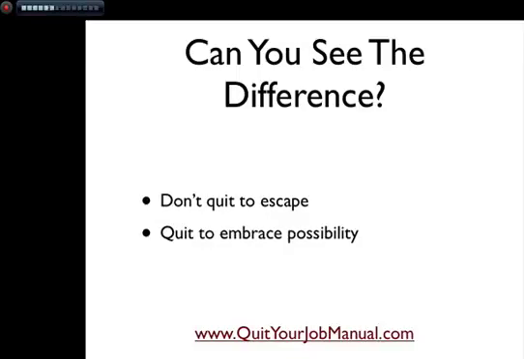So, do you see the difference here? Do you see how, when you do it for the wrong reasons, you're escaping. You're quitting a job to escape problems that are just going to creep back and find you again. Whereas when you're in a mental state of being where it's something you have to do for your life, for your happiness, for your own success and inner peace, this is your chance to quit a job so that you can embrace possibility for your life. Two totally different states of mind, two totally different states of being.